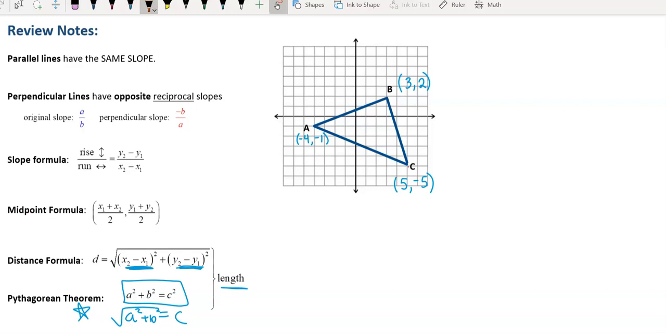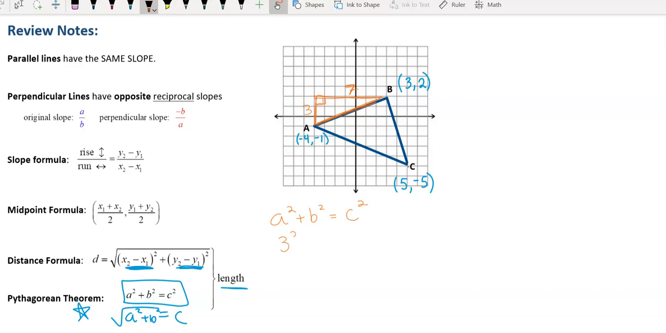Since triangle ABC is not a right triangle, in order to find the length of AB, we're going to sketch in a right triangle. So we're going to start at point A, and we're going to go up 3 and over 7, and that's going to create a right triangle for us. Here's our right angle. So we have a leg of length 3 and a leg of length 7, and now we can find the length of AB. So we're going to use a squared plus b squared equals c squared, and c is going to give us our hypotenuse.